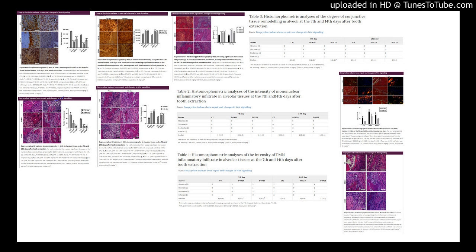WNT10B immunopositive cells increased by 130% and 150% on the 7th and 14th days, respectively, in DOX-treated groups compared with the CTL group. On the 7th day, DKK-1 immunostaining was decreased by 63% and 46% in the DOX10 and DOX25 groups, respectively. On the 14th day, 69% and 42% decreases in immunopositive cells were observed in the DOX10 and DOX25 groups, respectively, compared with the CTL group.